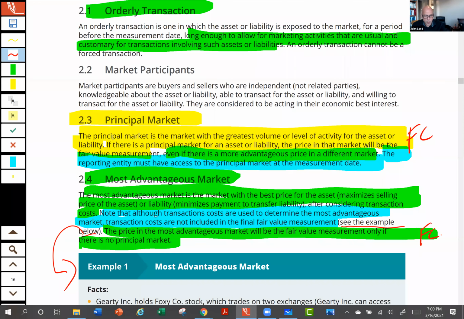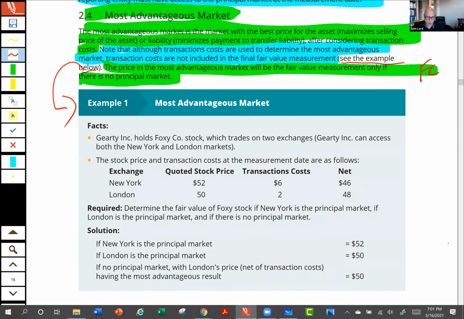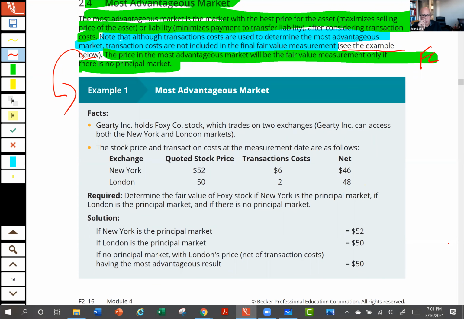So what are the rules? Use the principal market, right? But if you don't have a principal market, you do what? Use the most advantageous market. How do you determine the most advantageous market? By the best price after you consider transaction costs. That's how you determine most advantageous. But when you report fair value, you don't consider the transaction costs. Let's look at the example and you go, okay, I got it. I know that's a little tough right now. Just look at this example. Quoted price, New York, London. Which one is more advantageous before you look at transaction costs? Looks like New York. But when I consider transaction costs, now what?